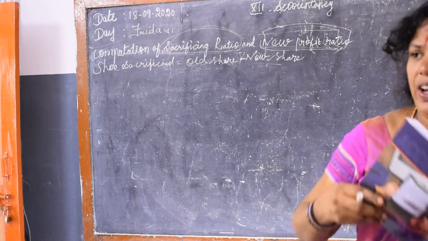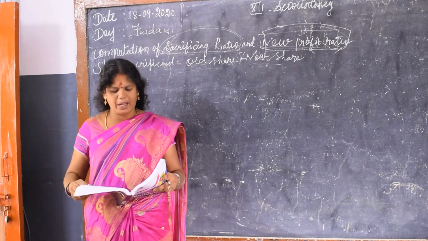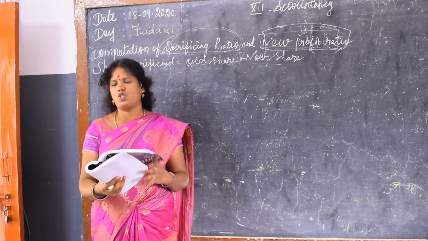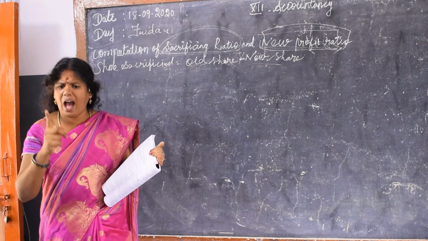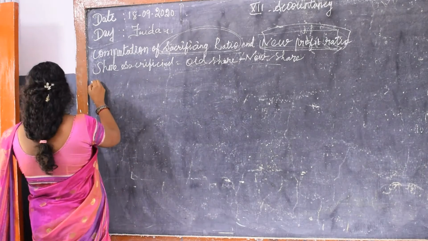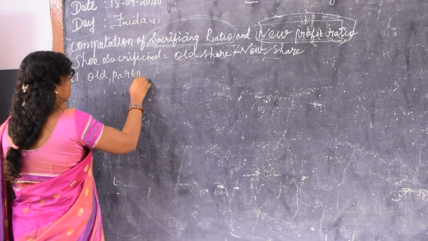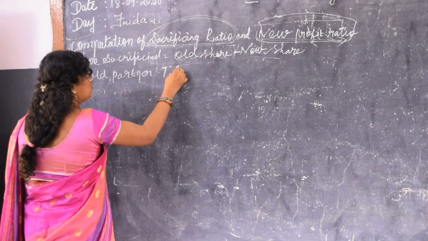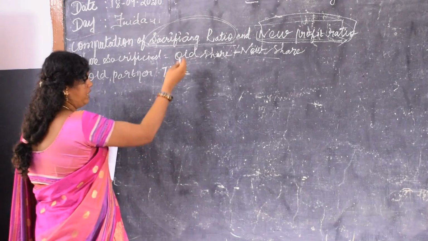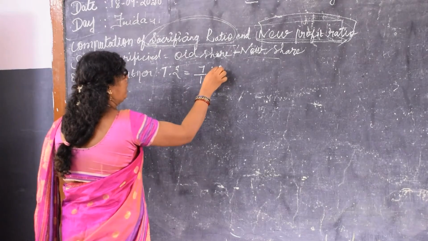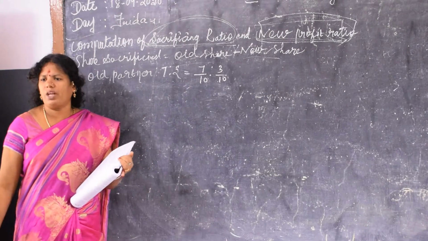Yes, Praveen, the problem number 8, page number 176. Praveen and Danya are partners sharing profit in the ratio of 7:3. Okay, they are the old partners. So first you write: old partner ratio is 7:3. If it is the ratio, we have to form 7 plus 3 equals 10. So the ratio of the old partners is 7/10 and 3/10.